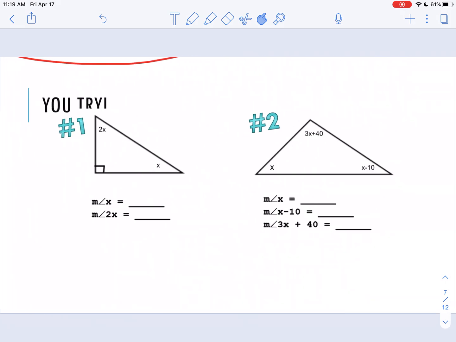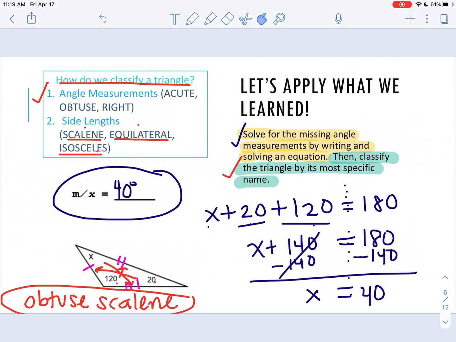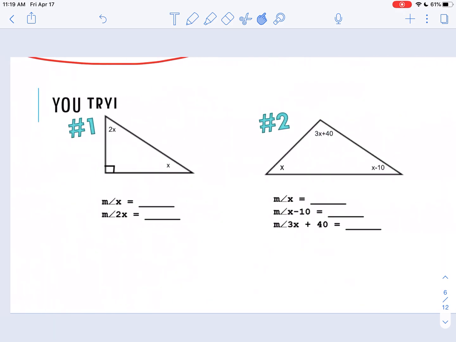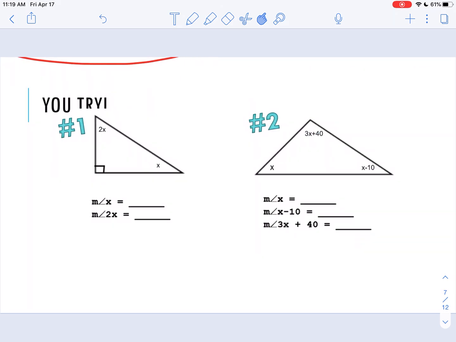All right, so let's see if you can do it. You're going to try out these two examples. I'm sorry that they kind of cut off on the heading here that says you try, but if you'd like to pause the video right now and try out these two examples. First, solve out for the missing values using what you know about writing and solving the equation, and then I challenge you, can you classify the triangle by its angle measurements and by its side lengths? All right, so I'm going to leave it on this page. You can pause the video right now, try it out on a piece of scrap paper on your notes page, and then when you're ready, unpause the video.